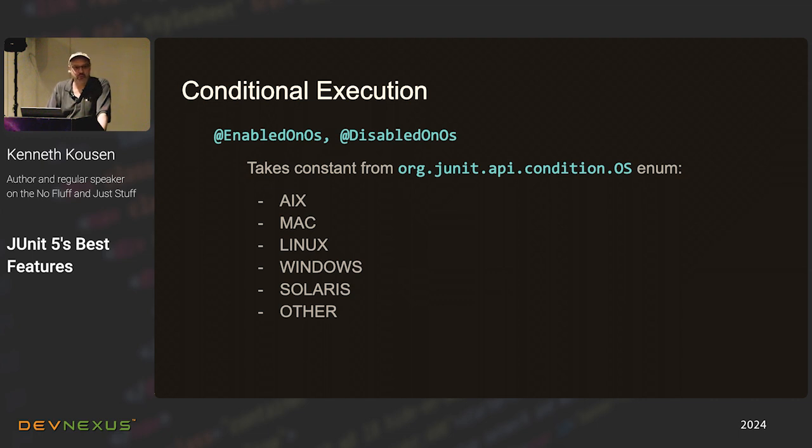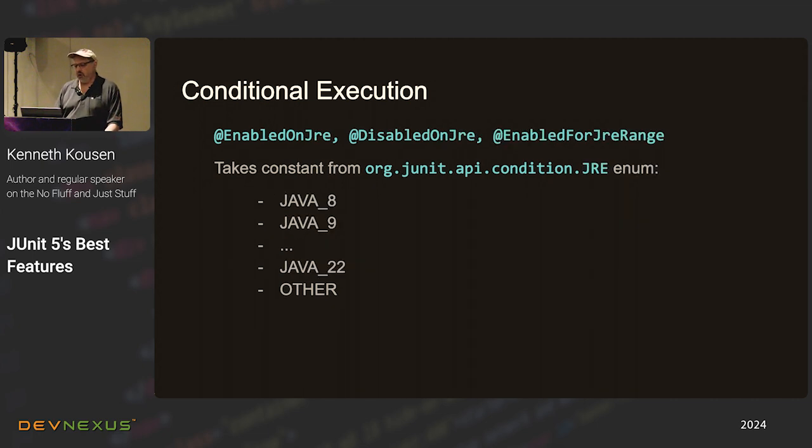So you could do pretty much anything. When you put in the enabled on OS enum, you can either pick one or put in several in curly braces separated by commas. Say which ones you want: that this test runs on Windows, this test runs on Linux, or whatever you'd like. There are also the ones for the Java versions.